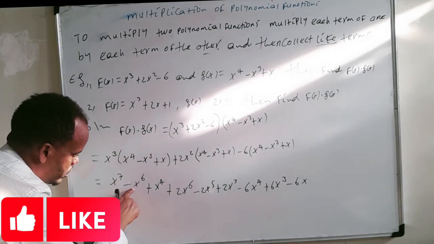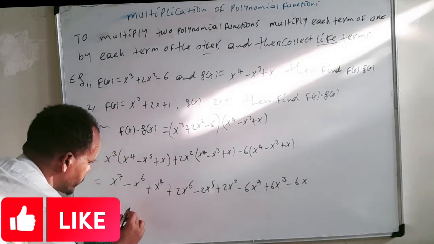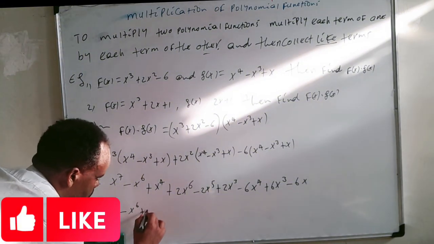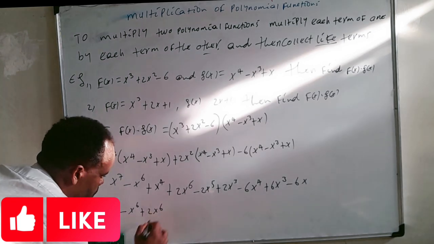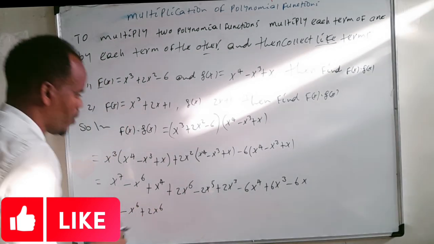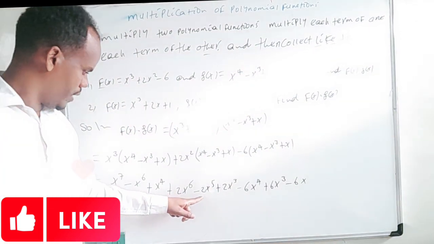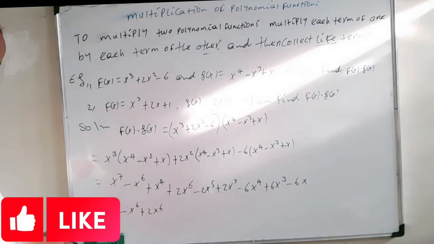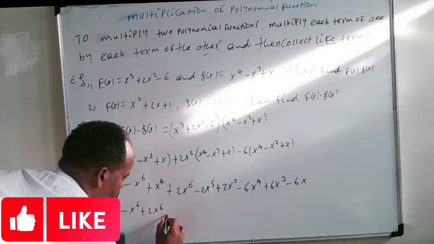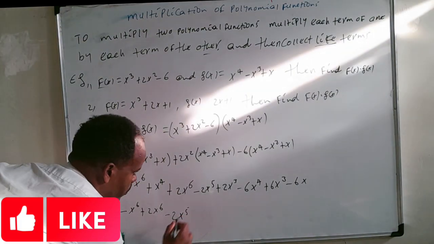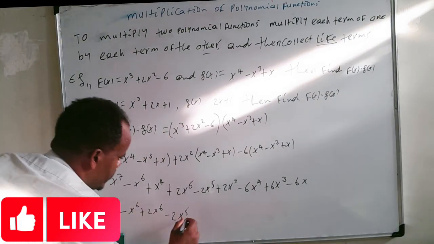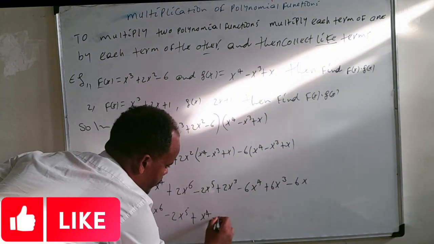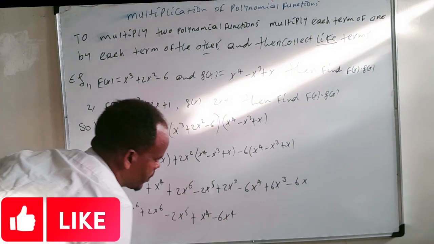Here is x to the power of 6: minus x to the power of 6 plus 2x to the power of 6. And that is the power of 5. Here is minus 2x to the power of 5. And here that is plus x to the power of 4, x to the power of 4 minus 6x to the power of 4.